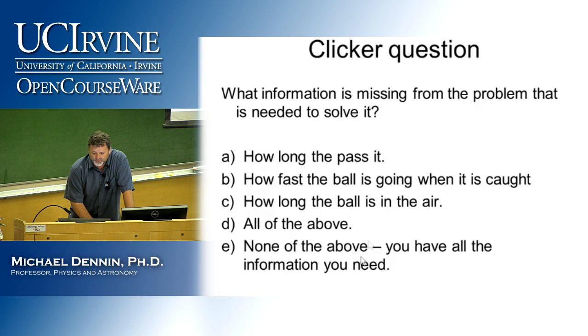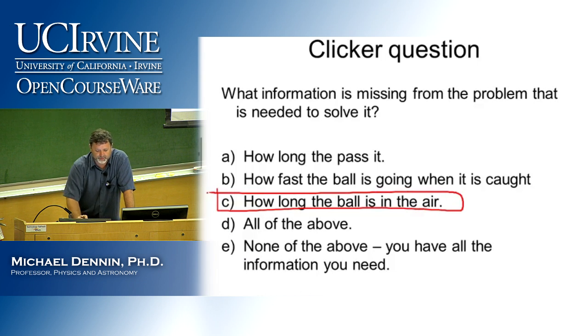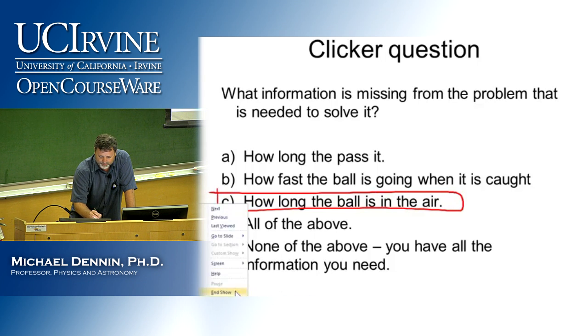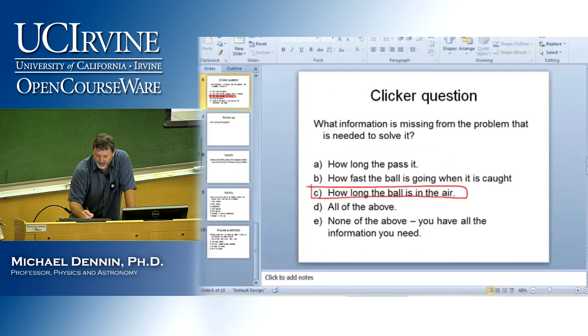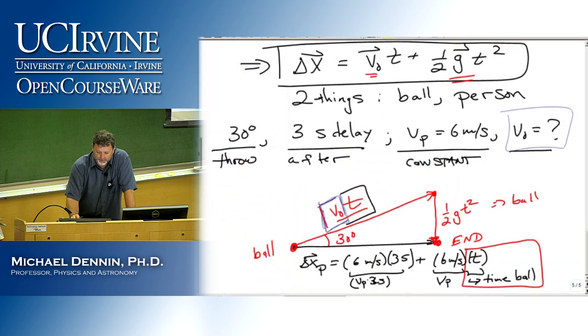No, I did not. So the answer is, the piece we're missing is how long the ball is in the air. Notice, once we did our diagram, that's what becomes obvious. That's why I do the diagram, right? Notice, I don't need to know how long the pass is, right? There's no point where I'm going to be solving for this distance, right? This distance is given by this expression. So let's write that even bigger.